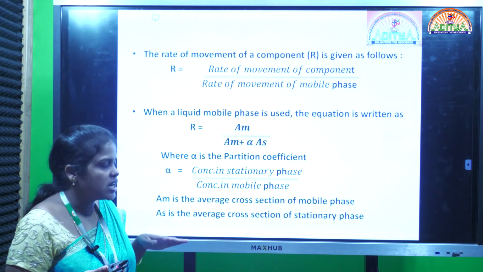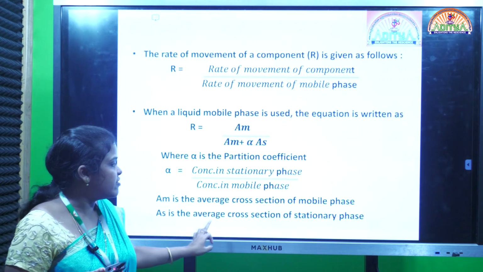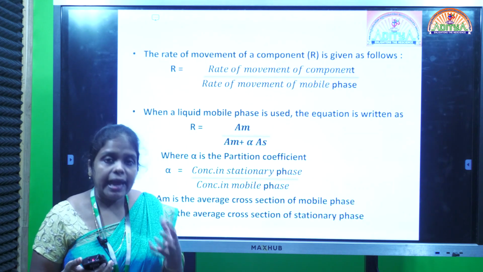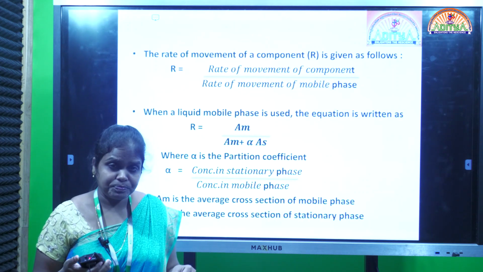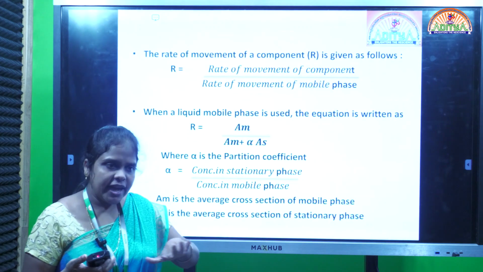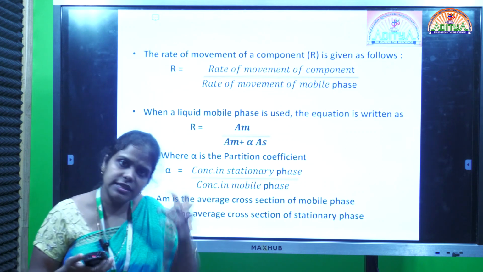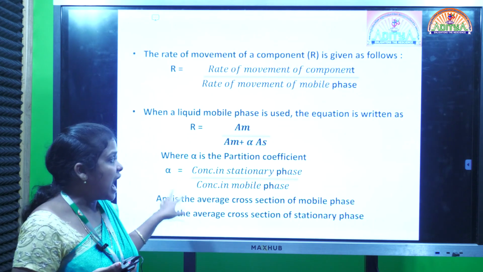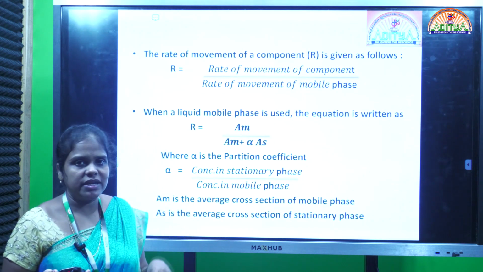AM and AS are the average cross section of the mobile phase and the average cross section of the stationary phase. What is meant by average cross section? It means the area or how much capacity of that sample is involved in the stationary phase, and how much area is occupied by that sample in the mobile phase. That is the area of cross section of the sample in the stationary phase and in the mobile phase. And alpha means the ratio of the concentration of the sample in the stationary phase to the concentration of the sample in the mobile phase.